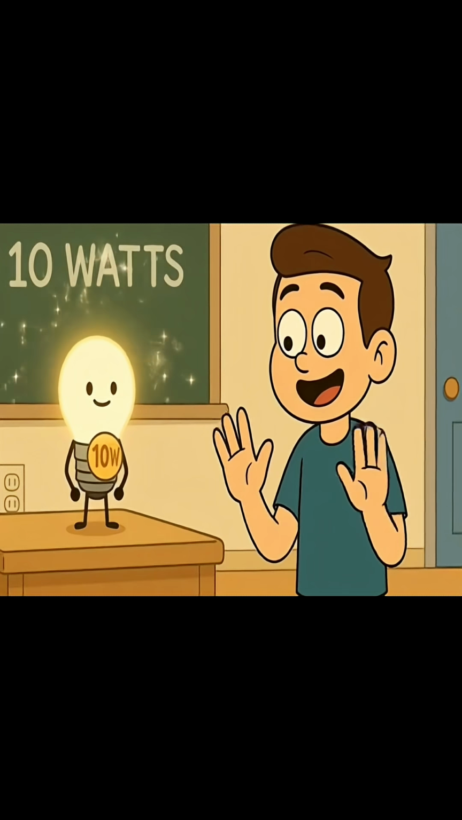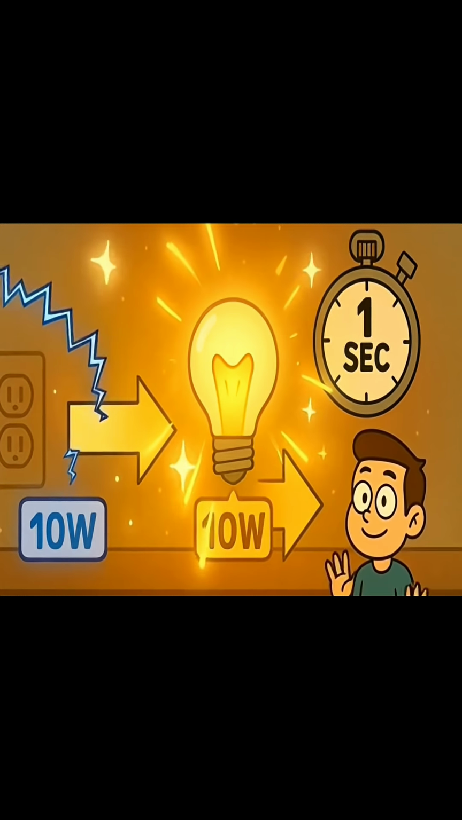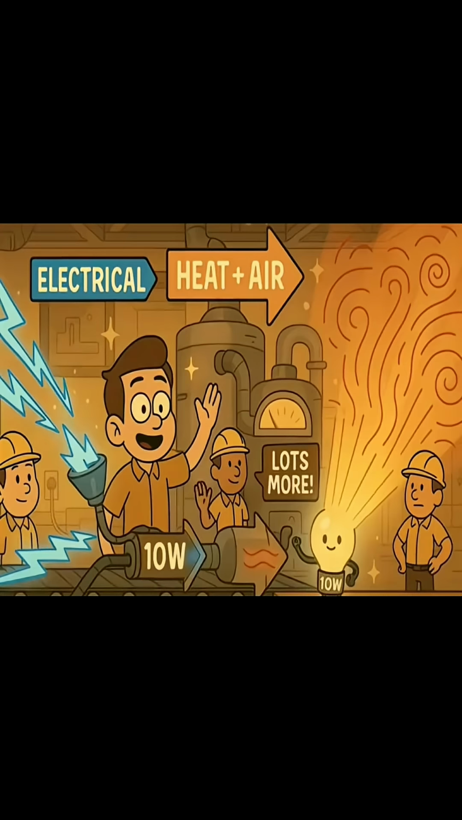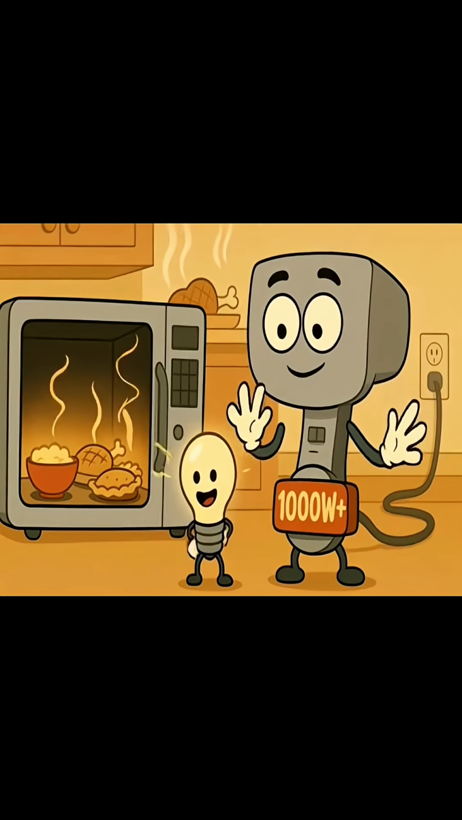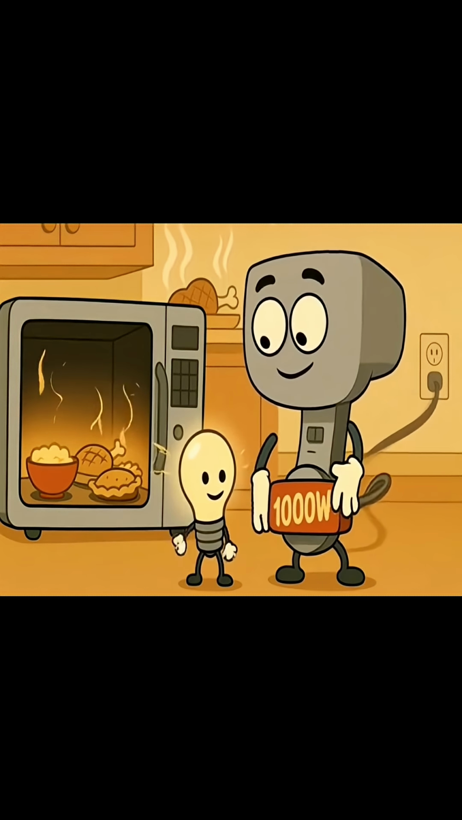A small LED light bulb might use 10 watts. That means it's converting 10 watts of electrical energy into light energy every second. A hairdryer might use 1,500 watts. That's a lot more electrical energy being converted into heat and air movement. Your microwave might use 1,000 watts or more, converting electrical energy into those invisible wiggling fingers that make your food hot.